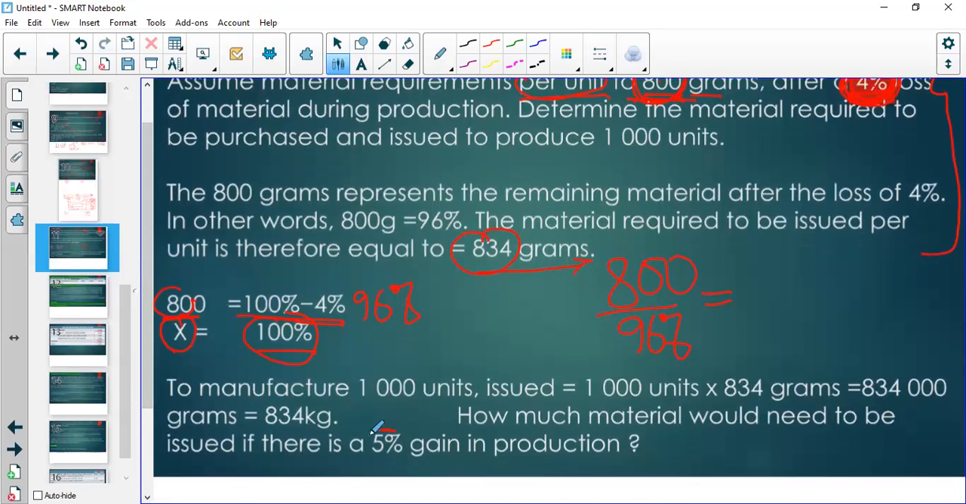Sometimes there's also a gain in production, which means that if there's a 5% gain, you need to know that you need to put in 95% of the required, because when the process starts, this 5% gain has to be included. So you need to put in 95% of what is required, because you know that the 5% will be a gain, and eventually it's going to be the full quantity that you needed. I hope you guys have enjoyed that.